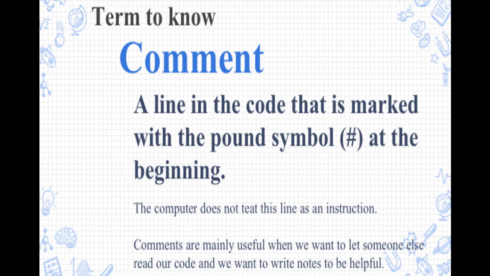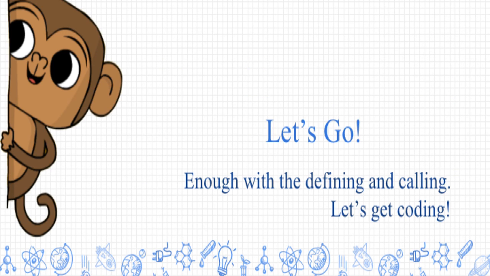Another new concept we will encounter in this lesson is the comment. A comment is a line in the code that is marked with the pound symbol at the beginning. The computer does not treat this line as an instruction. Rather, it is used by the programmers who write and read the code in order to understand one another. Comments are mainly used when we want to let someone else read our code and we want to write notes to help them. Enough with the defining and the calling. Let's get coding.